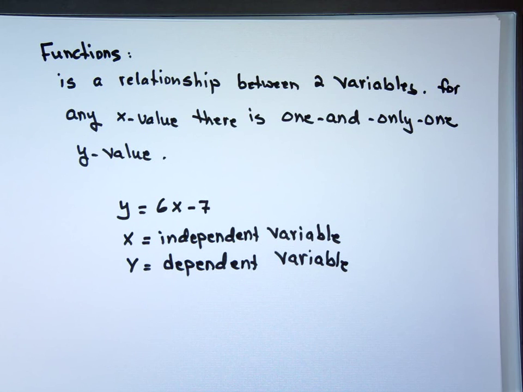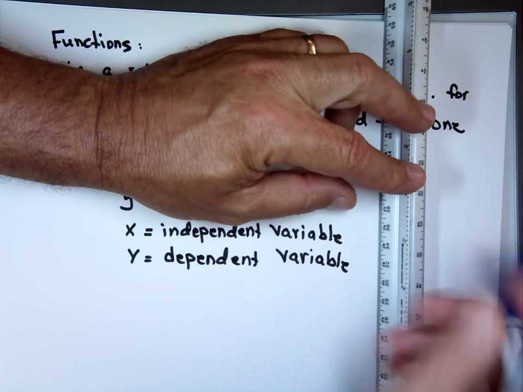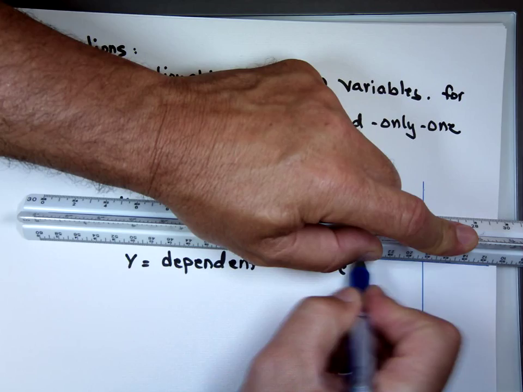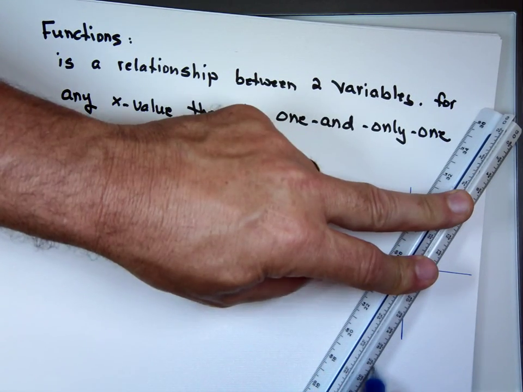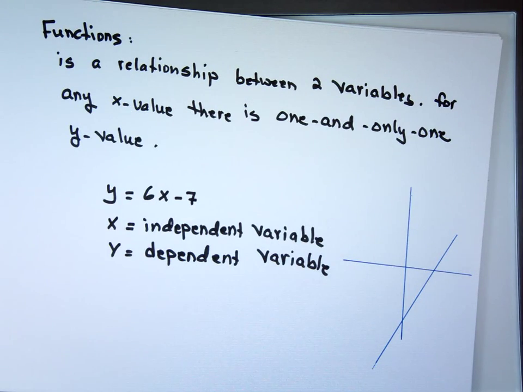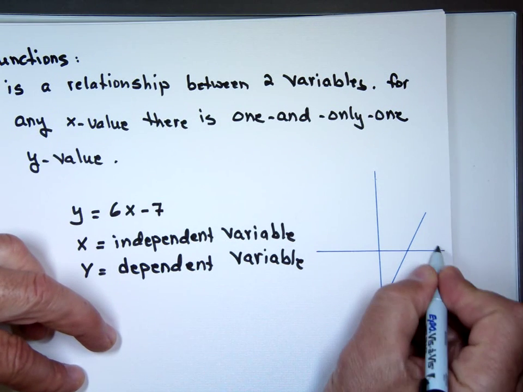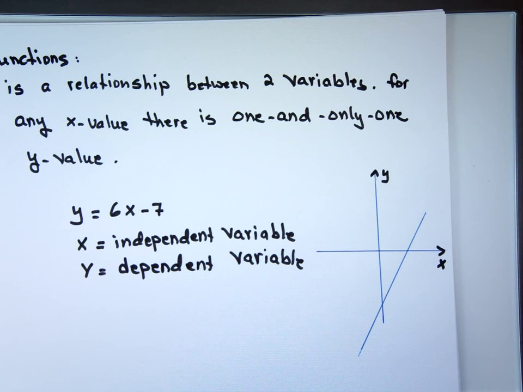Now, if we graph y equals 6x minus 7, what does the graph look like? Well, that's a straight line with a slope of 6 and y-intercept of negative 7, isn't it? It will look something like this. So this is the x-axis. This is the y-axis. Every x value has only one y value.